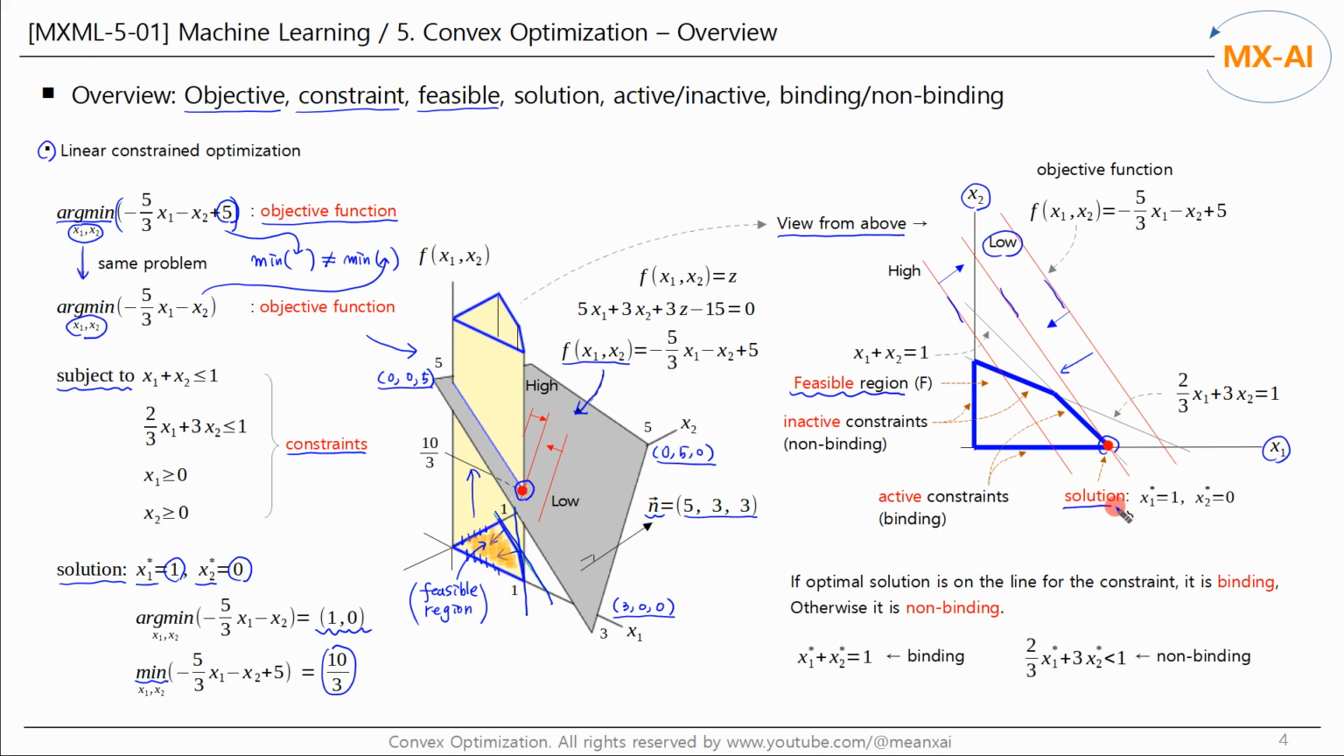These two constraints affect the solution. These are called active constraints, or binding. These two constraints do not affect the solution. These are called inactive constraints, or non-binding.